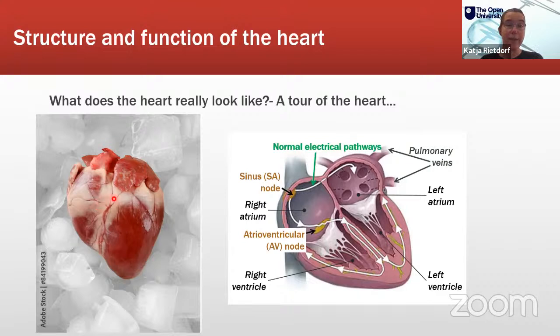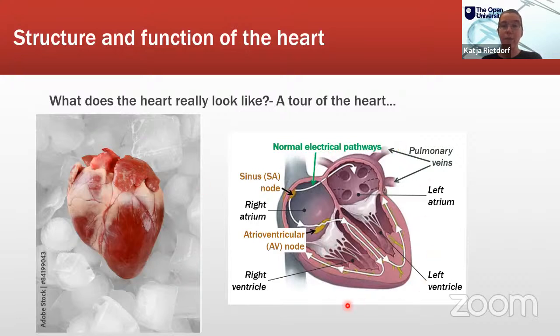What you can see here are blood vessels that are supplying the heart itself with blood. And you can see these yellowish areas, which are areas of fat that surrounds the heart. And this fat is not only harmful, but the fat is also protective. So not all fat is bad fat in case of the heart.